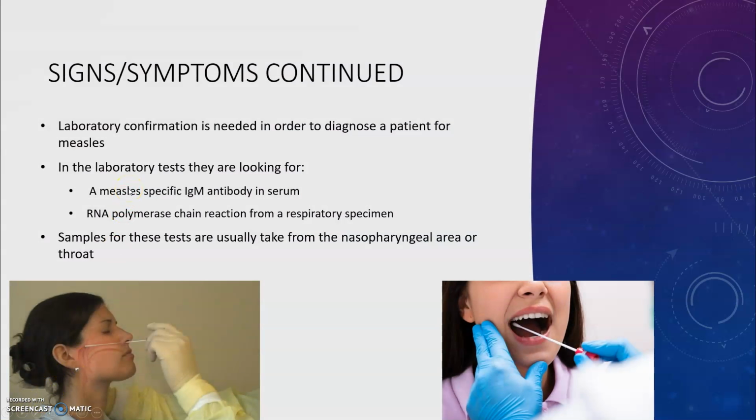Laboratory confirmation is needed in order to diagnose a patient for measles. Usually the laboratory tests are looking for a measles-specific IgM antibody in the serum, and then a reverse transcription polymerase chain reaction from a respiratory specimen. Samples for these tests are usually taken from the nasopharyngeal area and also a throat swab. We get tested like this for strep, and right now for COVID-19 both ways.